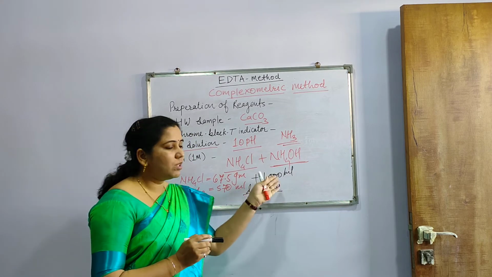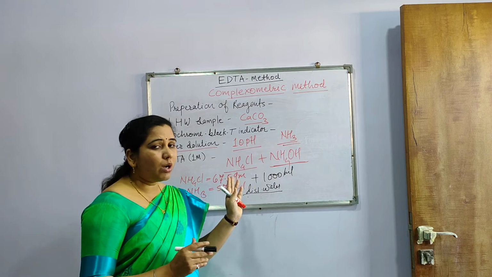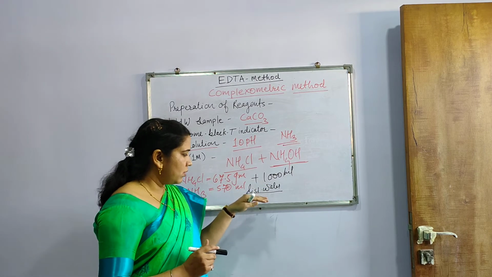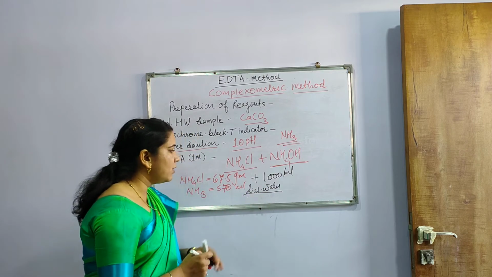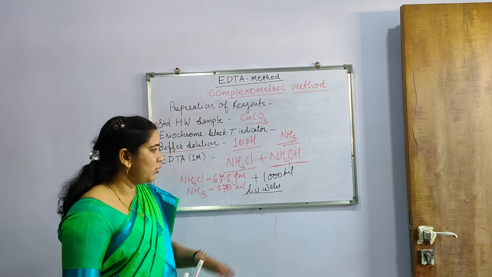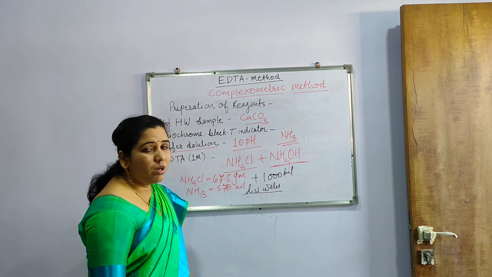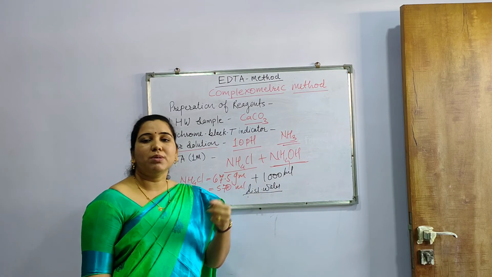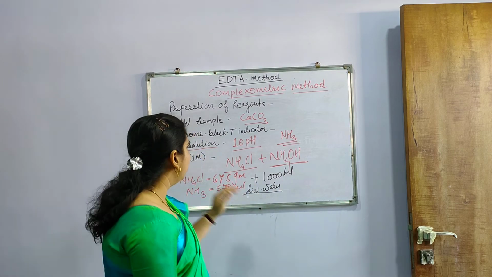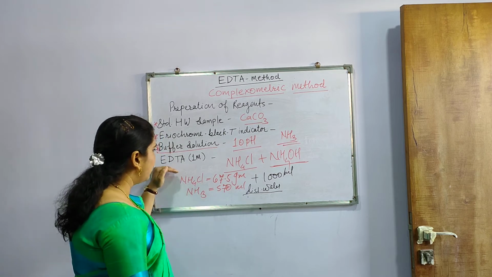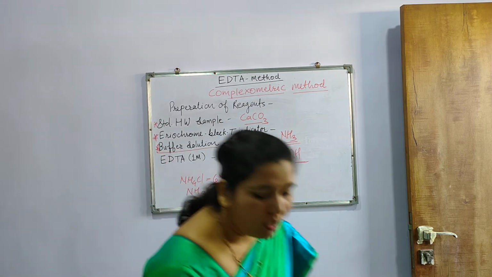Not that 1000 ml of water is to be added, but we have to make the level up to 1000. Till then we have to add distilled water. It means that the total solution must be 1000 ml. In this way, the preparation of the buffer solution is done. And after that, the most important is EDTA.